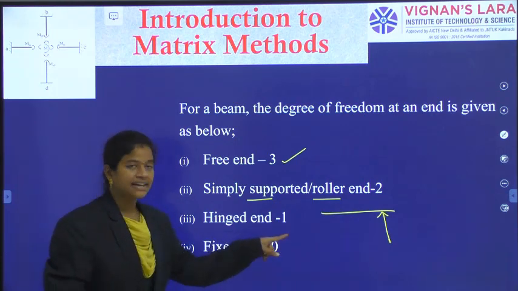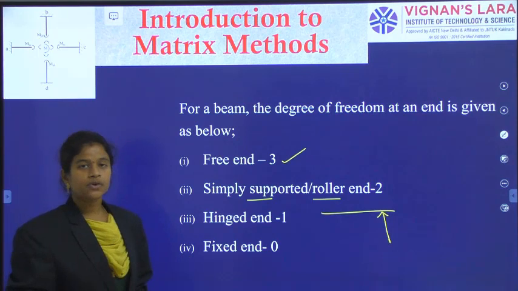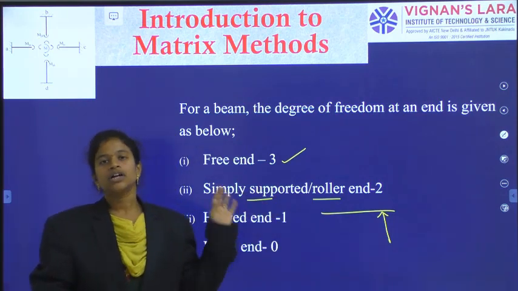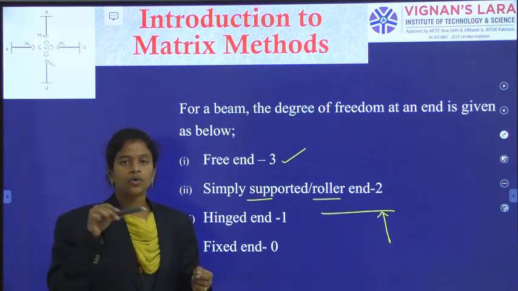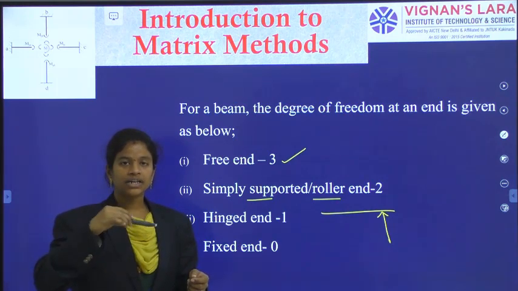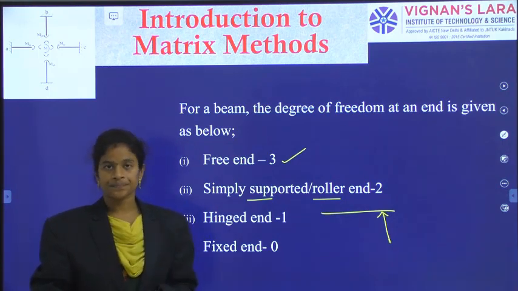And for the hinged end it is 1, and for the fixed end it is 0. So how many ways it can go, those many unknowns will be generated. As the free end can go horizontal, can go vertical, can give the rotation, it is having 3 degrees of freedom.